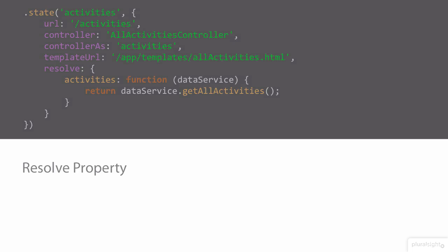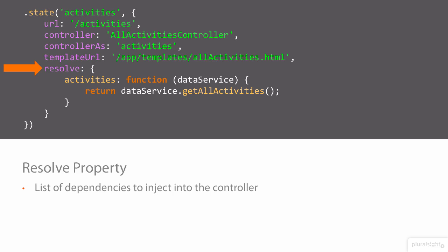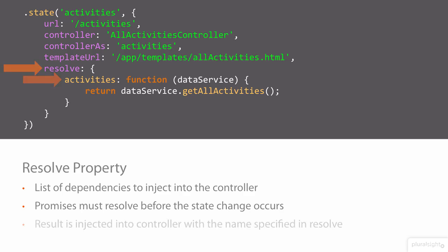The resolve property works almost identically to the resolve property we used with ngRoute. It lets you specify a map of dependencies that you want to inject into the state's controller. You'll most often use this by calling a function that returns a promise. The promise must be successfully resolved before the state change will occur. The result of the resolved promise will be injected into the controller.